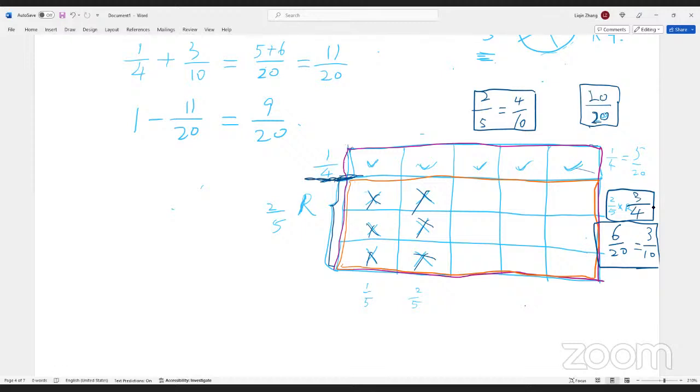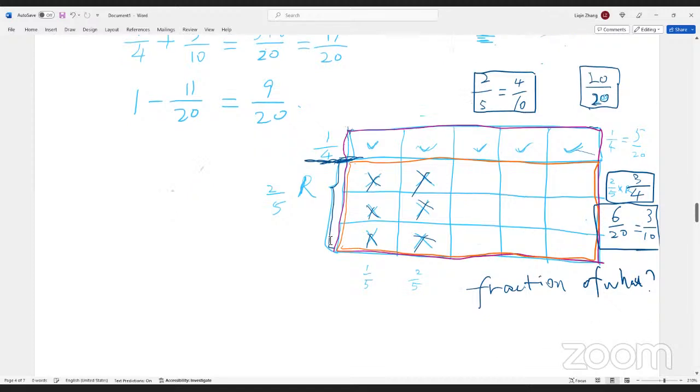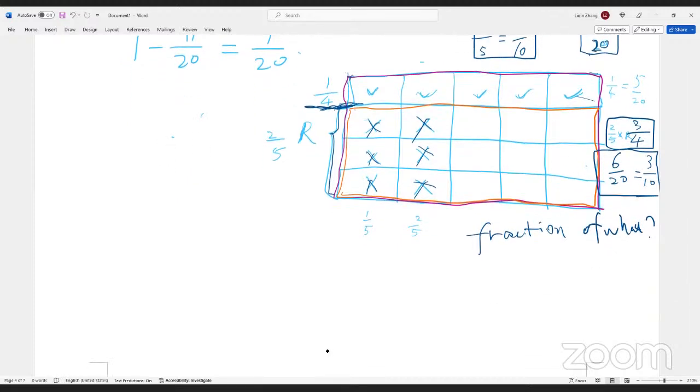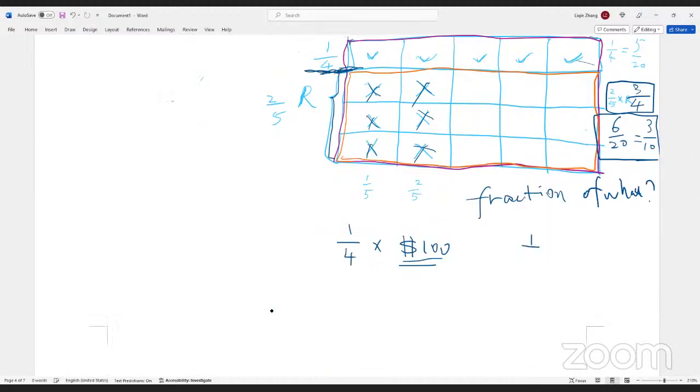You need to know what the base of the fraction is, or fraction of what? This is very important. So if we say 1 out of 4 of $100, it will be 1 out of 4 times 100, right? Or we can see 1 out of 4 of 1, or 1 out of 4 of 20.